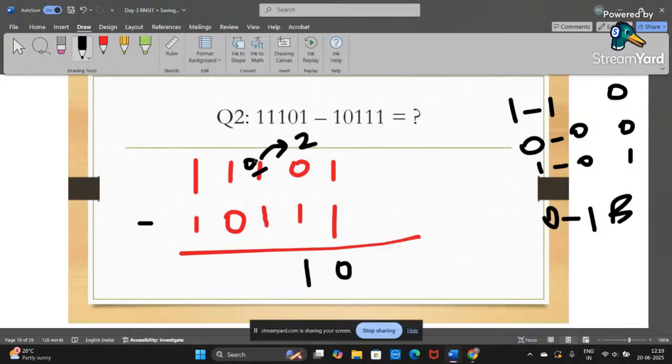Next, now here it is 0 and here it is 1. Now we cannot subtract 0 with 1. So what we have to do? Again you have to borrow. So that time this will become 2 and this will become 0. 2 minus 1, it is 1. So 0 minus 0, it is 0. And 1 minus 1, it is 0. So this is your answer. This is how you need to solve.